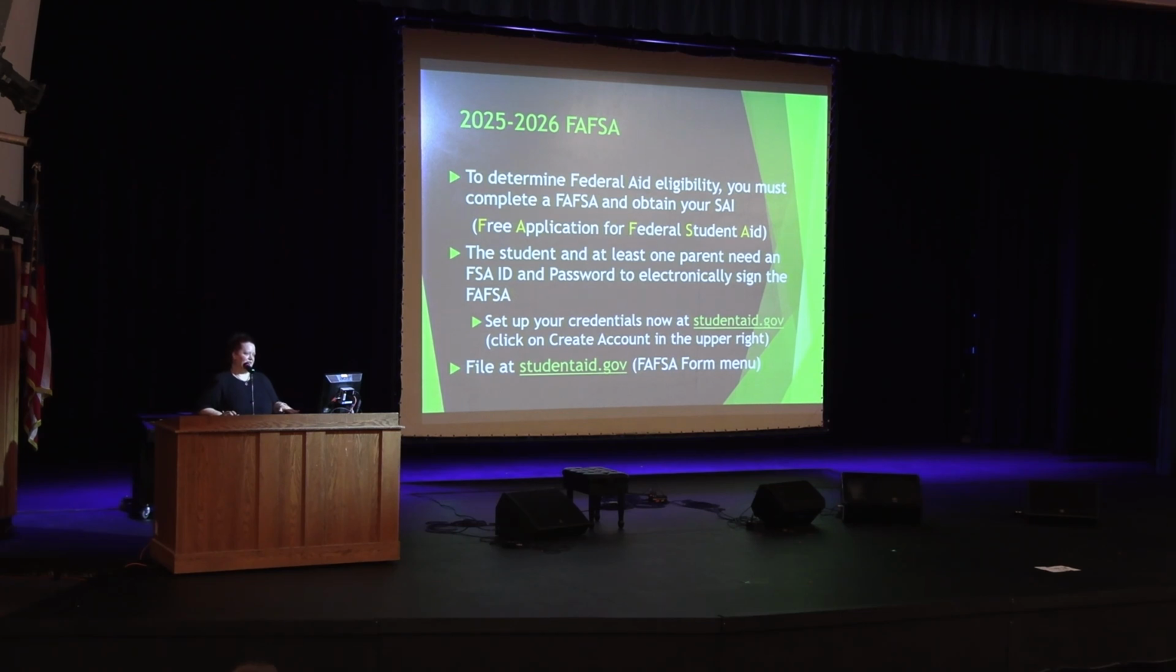So, the 25-26 FAFSA. This past year, 24-25, was the first year of the new FAFSA. You fill out the FAFSA, you get your SAI, and the FAFSA is sent to the school. For a dependent student, the student and at least one parent need an FSA ID and to sign the FAFSA. You'll also use that for other things on the federal websites. You can set up your FSA ID anytime, so you can do that now, even though the FAFSA is not open yet. You can go on and create your user IDs.